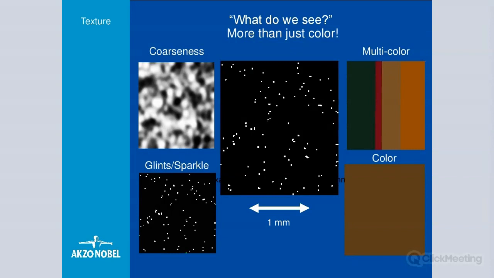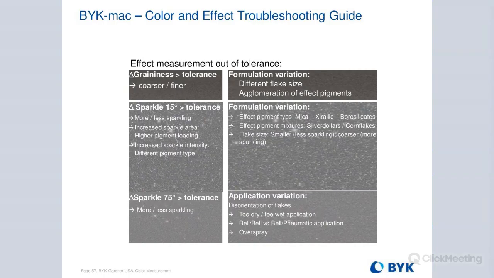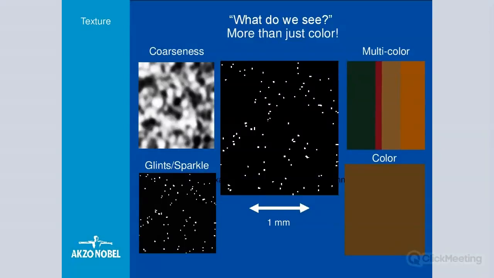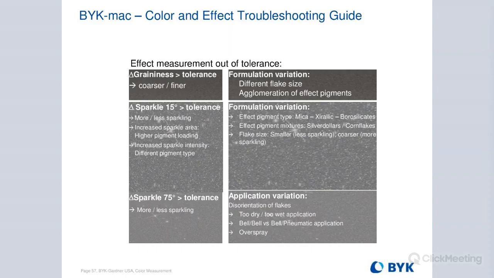So this is just kind of a summary slide of what we see when we look at color. We don't see the individual pigments that are in a given formula. You just see the solid color background. And then we also see sparkles separately from coarseness. It's supposed to be animated, and I'm not sure why it's not going through. We'll have to work on that.